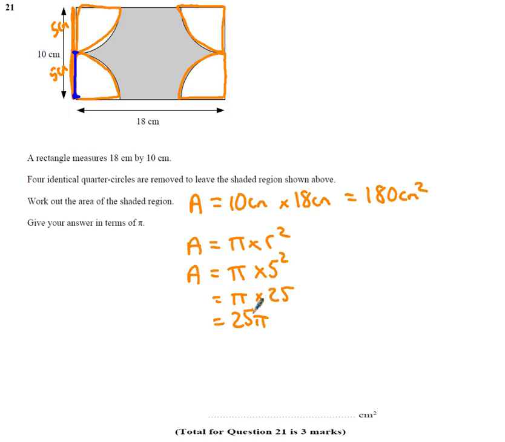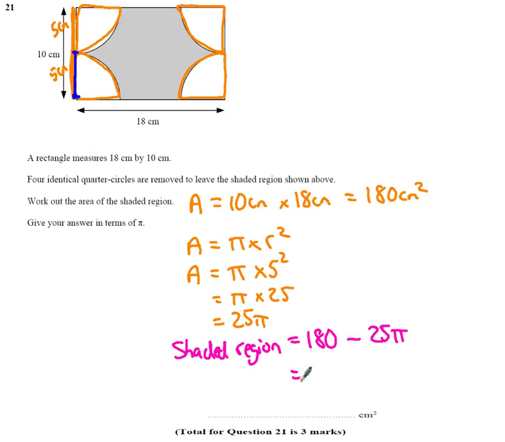So now I've got the overall area of the whole shape is 180 centimeters squared. I've worked out the area of the circles is 25 pi, and therefore to work out the area of the shaded region, all I simply need to do is: the shaded region is equal to the area of the whole rectangle, which is 180, subtract the area of my circles, which is 25 pi.